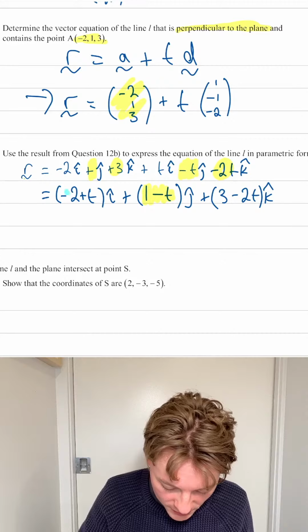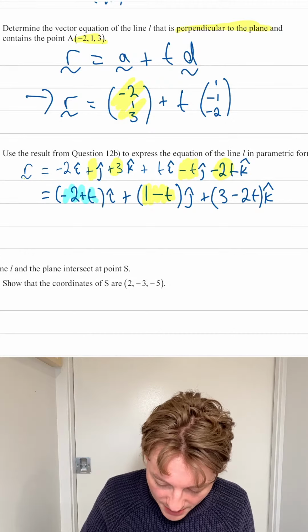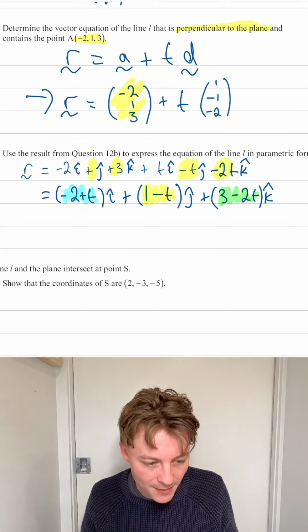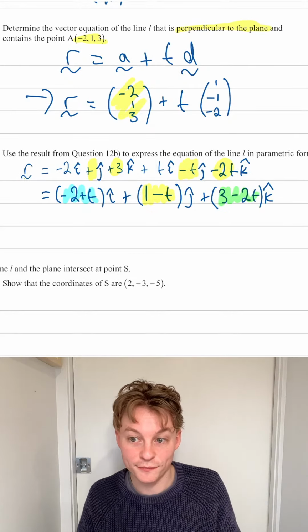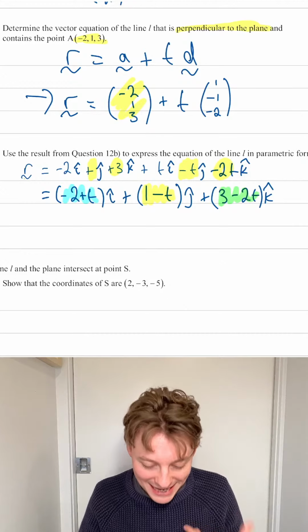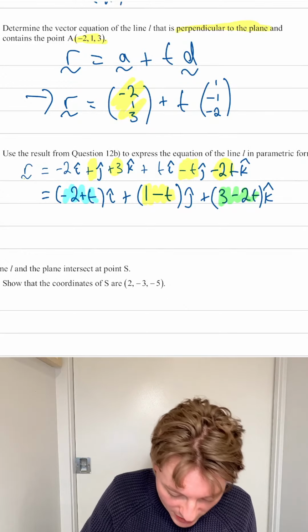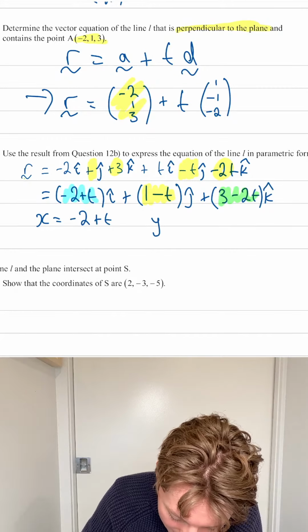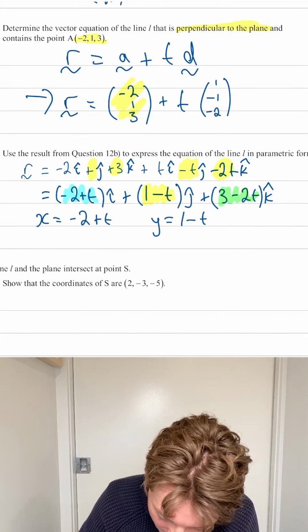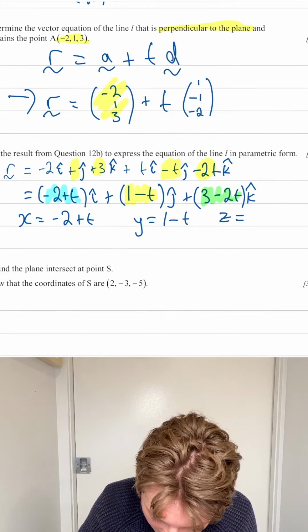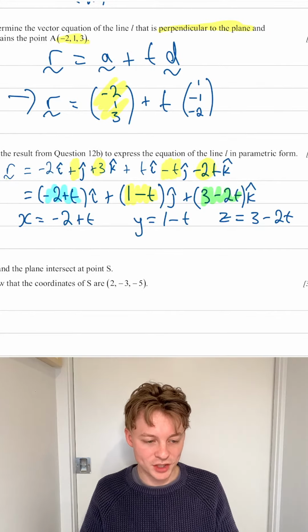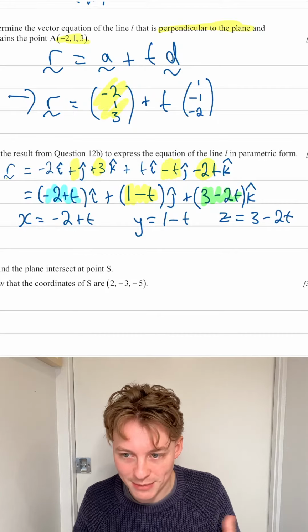I'll use different colors. I've got my i coefficient, my j coefficient, my k coefficient. All these little bits in brackets become the parametric form of my equation. Basically x is my coefficient of i, so x is simply equal to minus 2 plus t. y is my coefficient of j, that is 1 minus t. And z is my coefficient of k, that is 3 minus 2t. And that is my parametric form. It is just the coefficients of my i, my j, and my k.